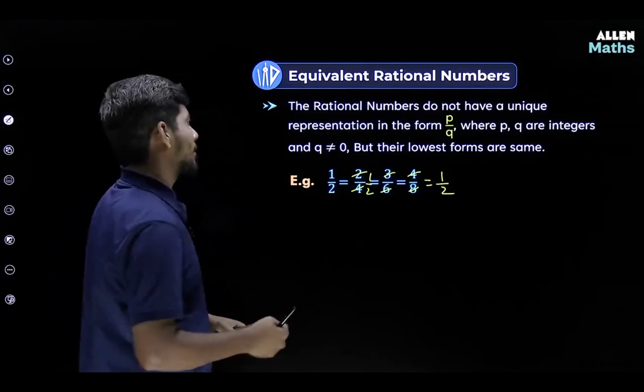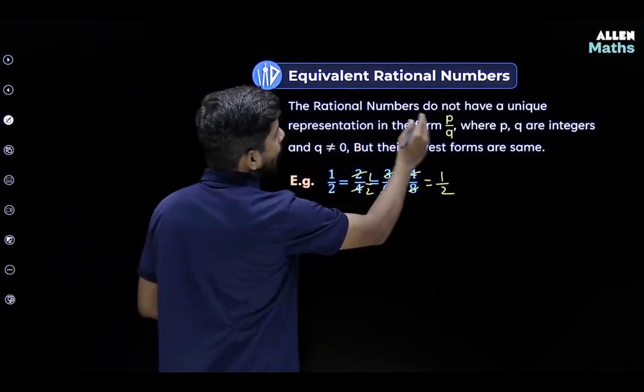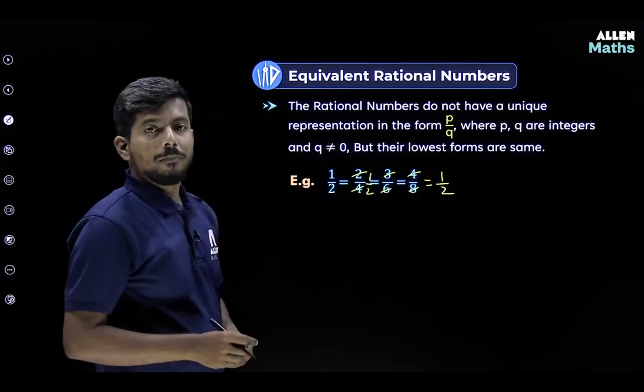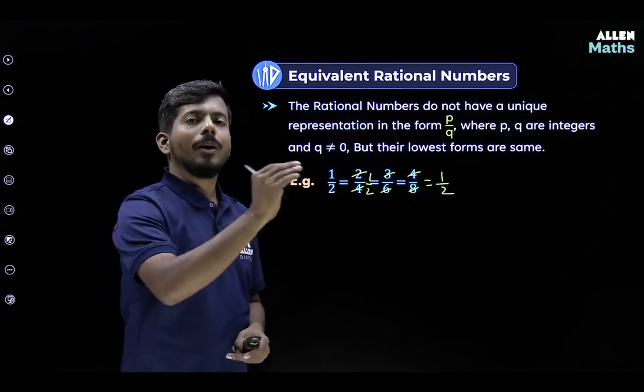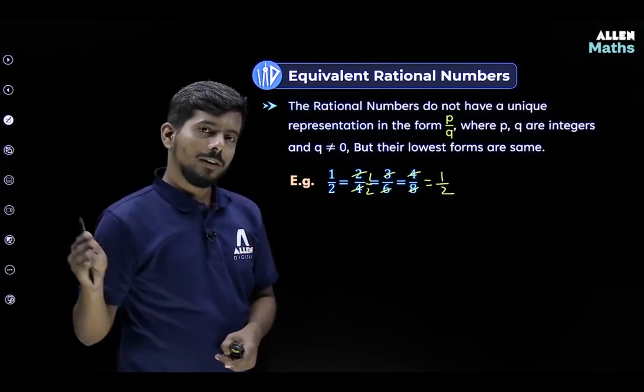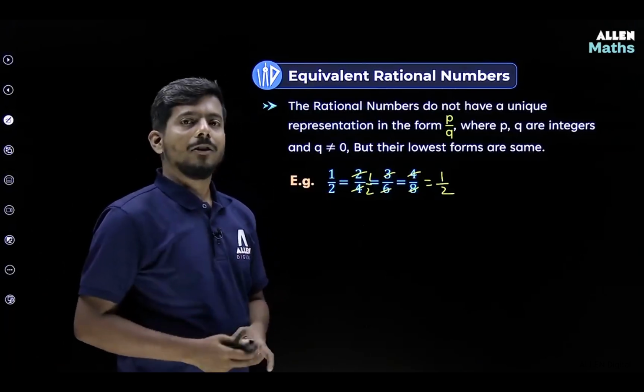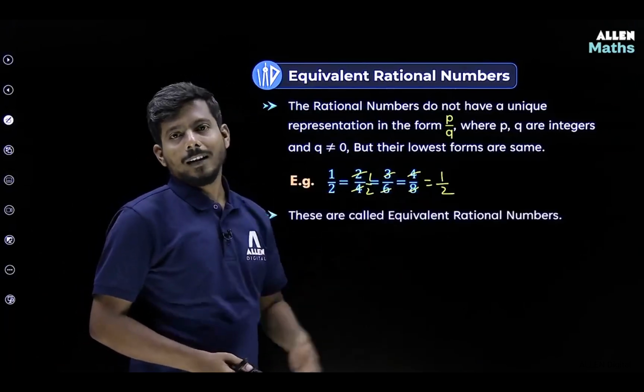Let's go to the definition. The rational numbers do not have a unique representation in the form of p by q. They do not have unique representation. What it means is, when you simplify, all of them will result in the same. So that is known as the equivalent rational number.